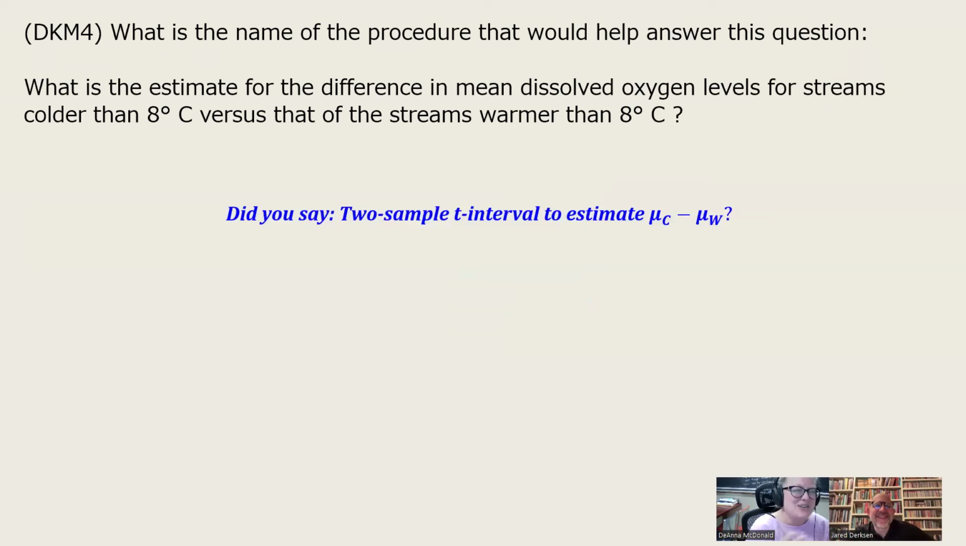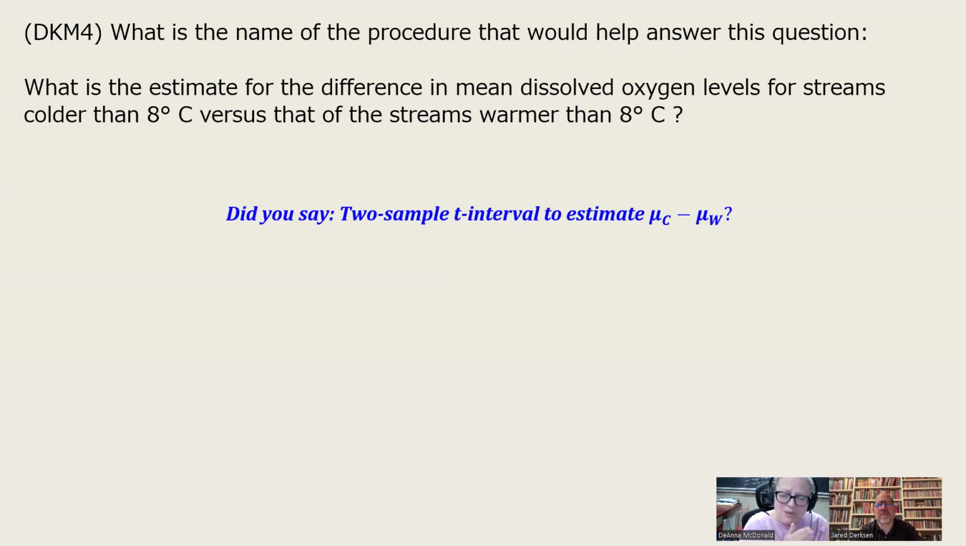All right, so what is the name of the procedure that would help answer this question? The question is, what is the estimate for the difference in mean dissolved oxygen levels for streams colder than 8 degrees Celsius versus that of streams warmer than 8 degrees Celsius? Oftentimes students struggle with telling whether or not an inference procedure is a test of hypothesis or an interval estimate using some kind of command in their calculator. The key word here is to look for the word estimate.